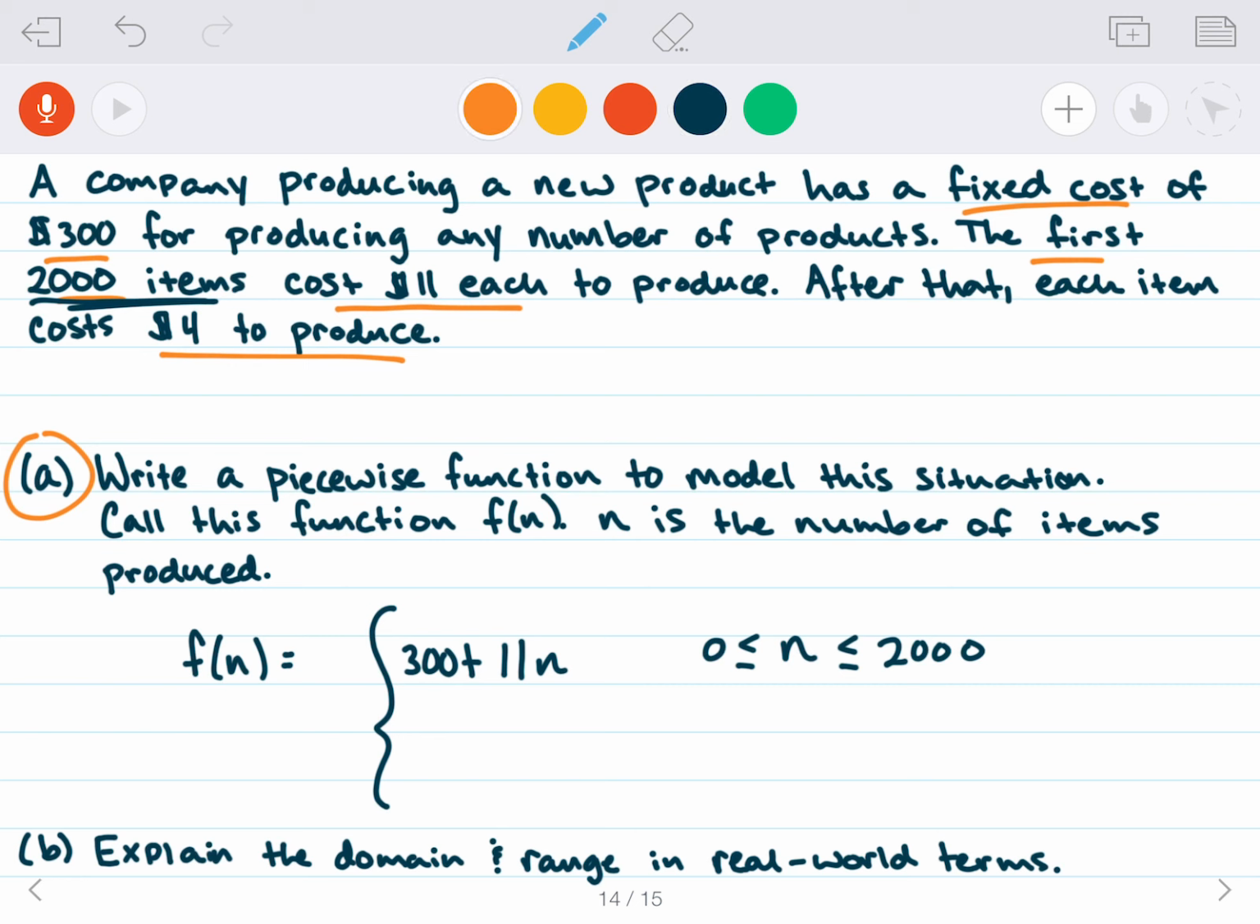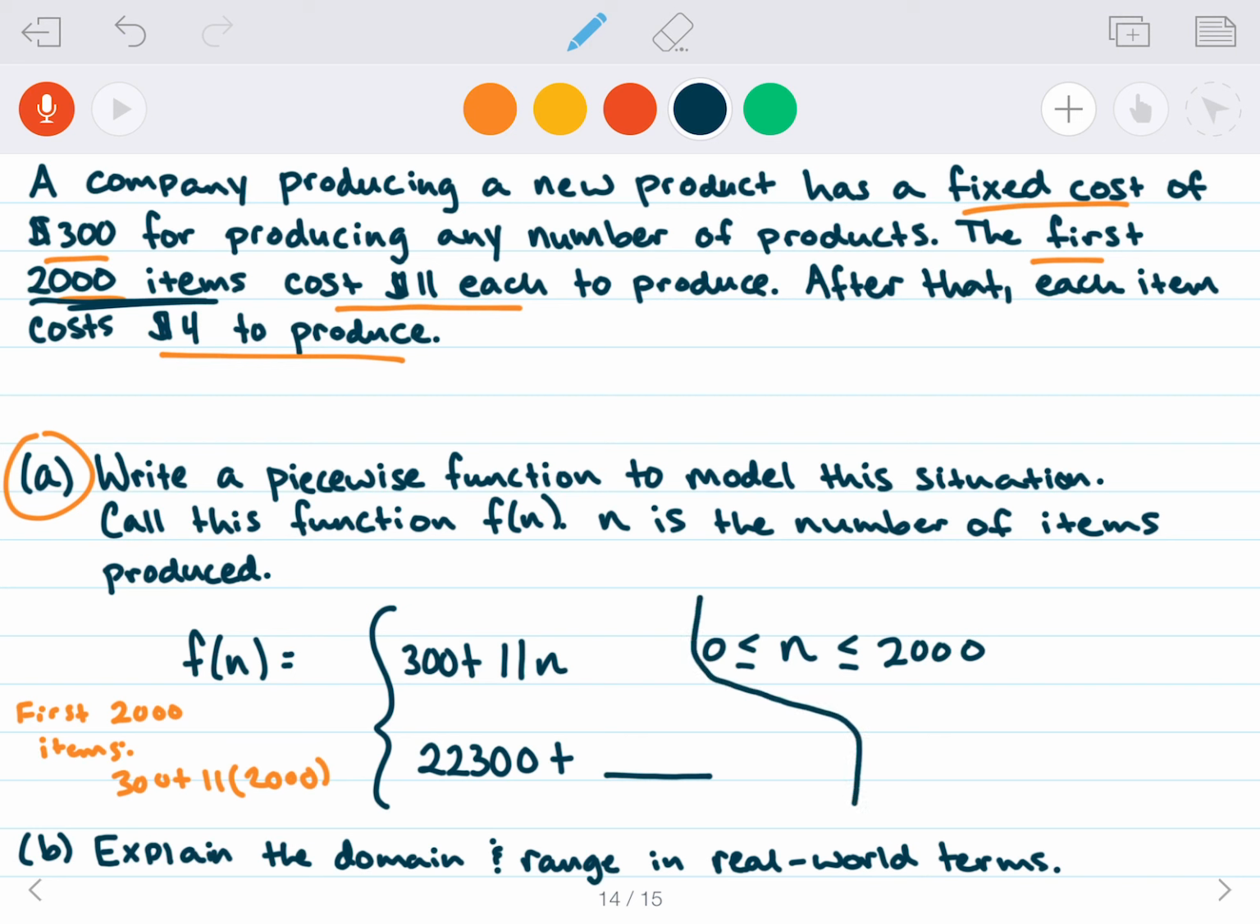So, for the first 2,000 items, it's going to cost 300 plus 11 times 2,000, right? I'm just plugging in 2,000 for my items. And what I end up getting is 22,300, right? So I'm going to have 22,300 plus something.